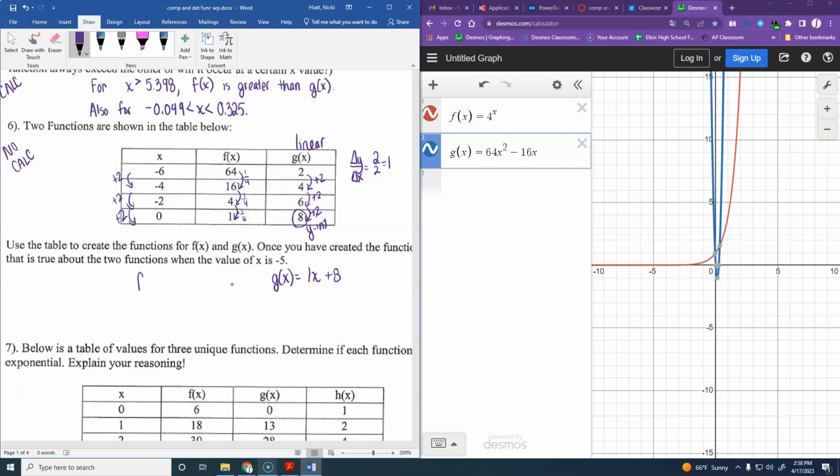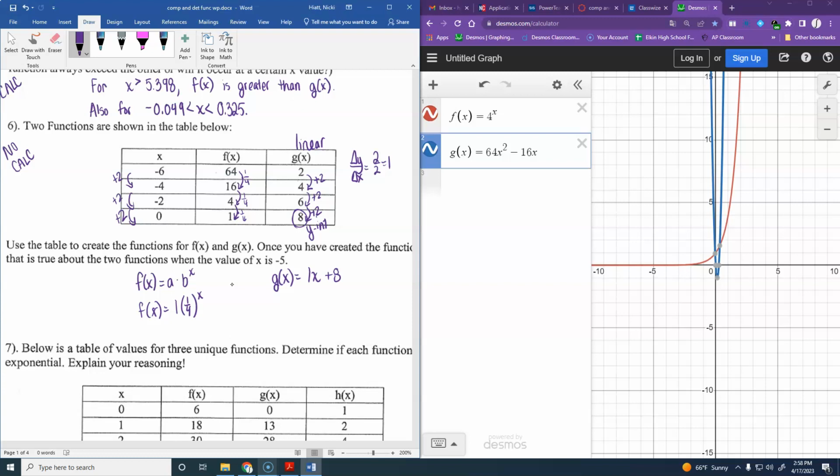So for exponential, that is the a times b to the x power. The a is our starting value, or our y-intercept. What is our y-intercept for the exponential? It is 1. And then our b is that number that we're multiplying by each time, right? So that is our 1/4 to the x power.